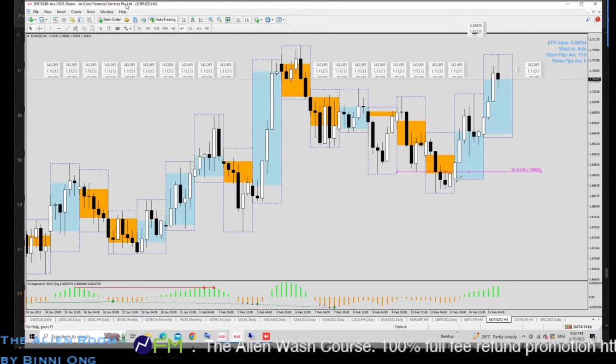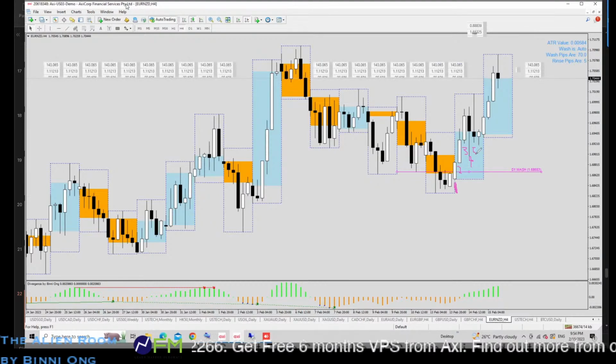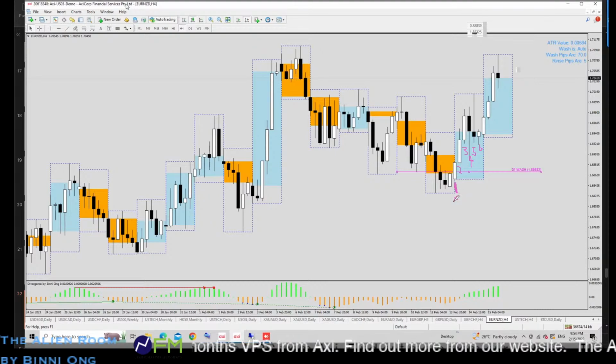We don't trade at the opening bar. So I'm going to mark this one here, which is called the opening bar. What we do is that we will use the opening bar as a basis, and we trade on the second, third, fourth, or the fifth bar, and not the sixth bar. So the opening bar, we don't trade. The last bar, we don't trade.